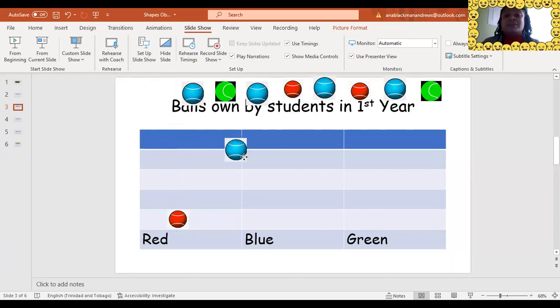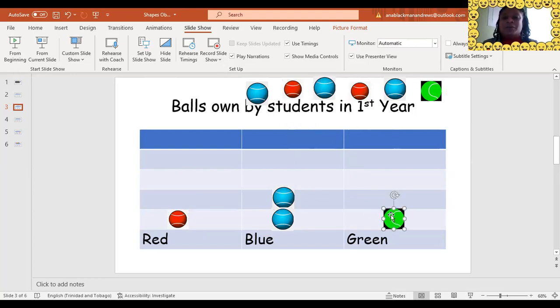The next one I have is blue. Another blue. I'm sorting my balls into colors. Yeah, and the balls represent the students in the first year class. Here I have a green. So draw your ball, color it green. Next, we have here another blue. So draw a blue above the blue there.